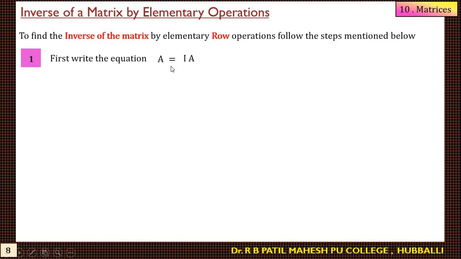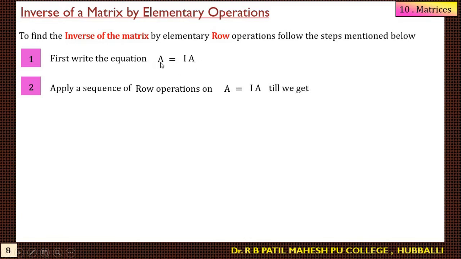Remember, A is equal to IA is a true relation, a true equation. The second step is to apply a sequence of row operations on A is equal to IA. To this equation, we continuously apply row operations till we get I is equal to BA.